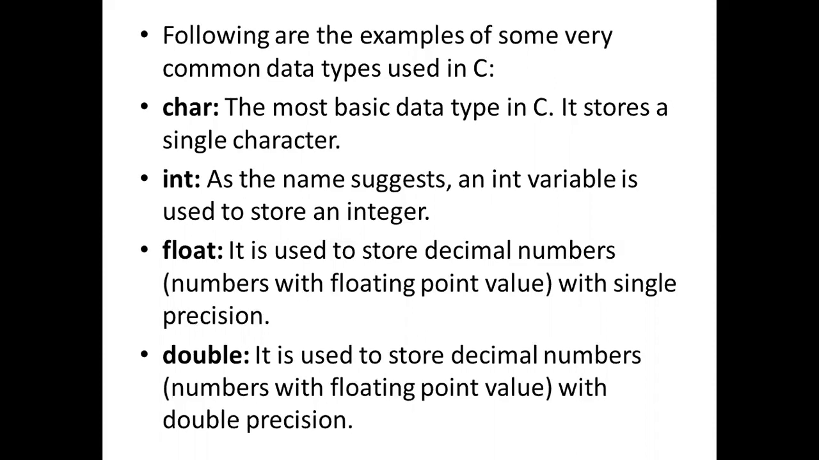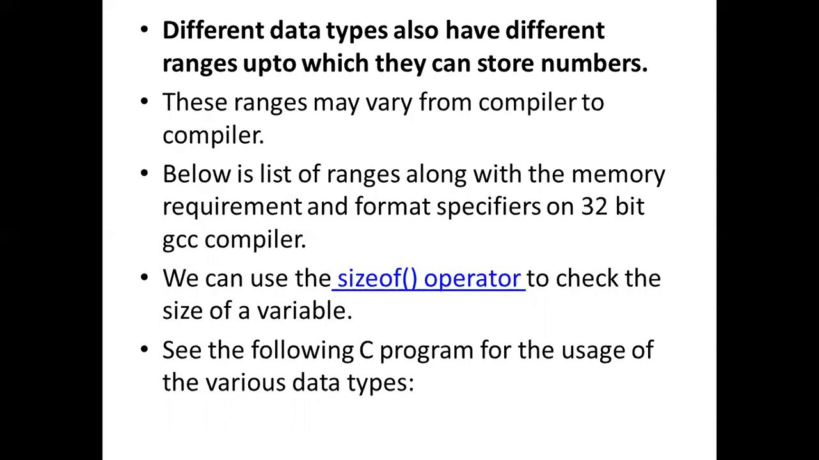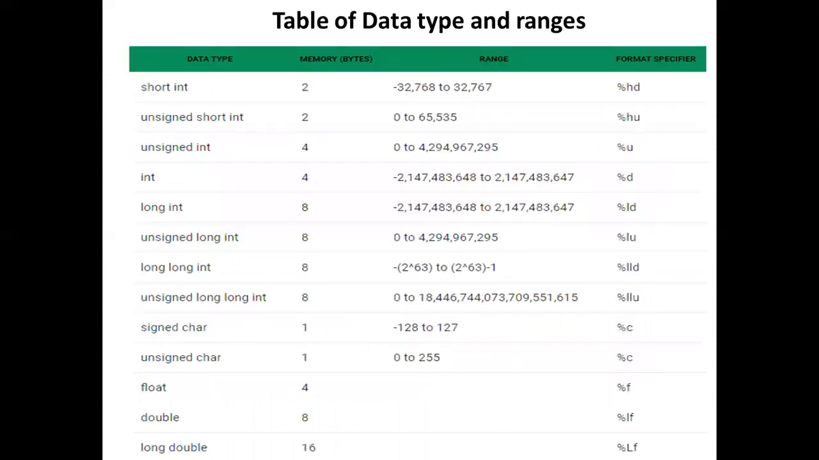Okay. Next data type is double. Double is used to store a floating point value with double precision. Okay. Now we will talk about the ranges of the different data types. Okay. So if I am using a 32-bit GCC compiler, then my ranges will be different. Okay. So here is a table of different data types and ranges.